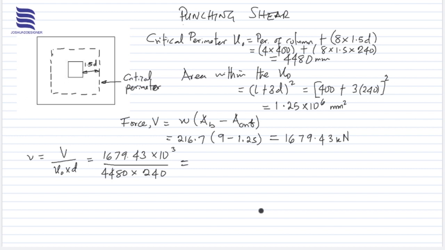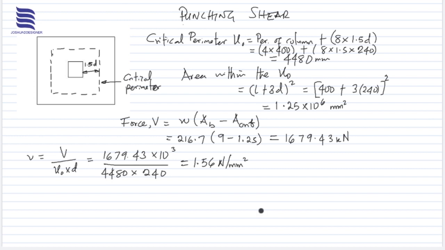Now if you do this appropriately, you should have 1.56 Newton per millimeter square. Right, but this is the next thing to do.